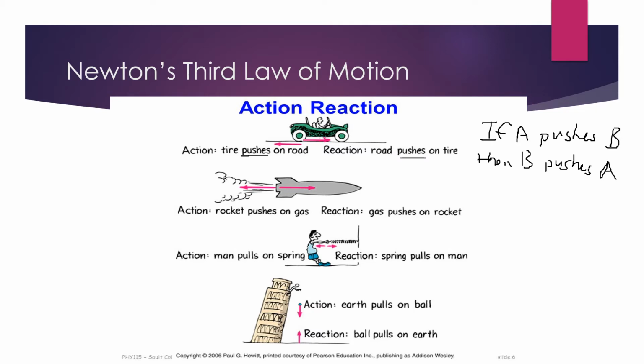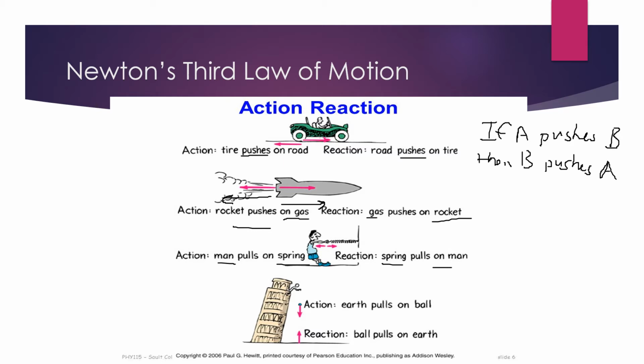Action, reaction. A lot of people want to know how rocket ships move. Rocket ships have a bunch of fuel. As they burn it, they push the gas out, and that's the action, and then the reaction is the gas pushes the rocket forward. That's why rockets can fly in outer space, because they're not pushing off anything, any matter. They bring the matter with them and they push it out. That's how a rocket works. A man pulls on a spring, the spring pulls on the man. So essentially, the verb that we're going to use to connect these words is pushes or pulls.